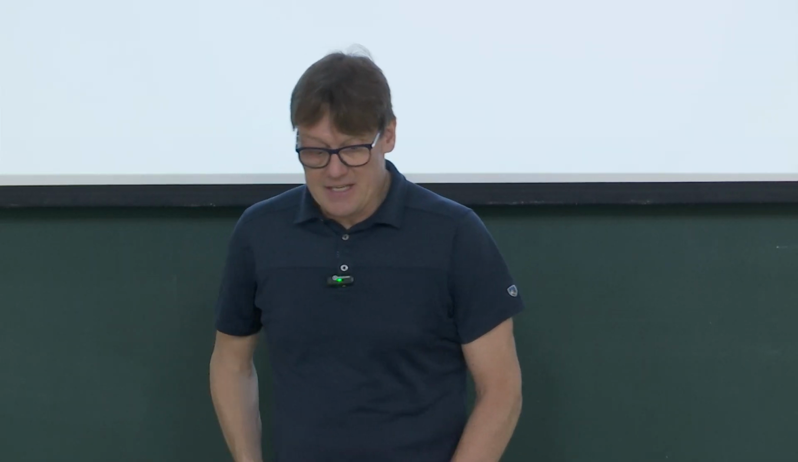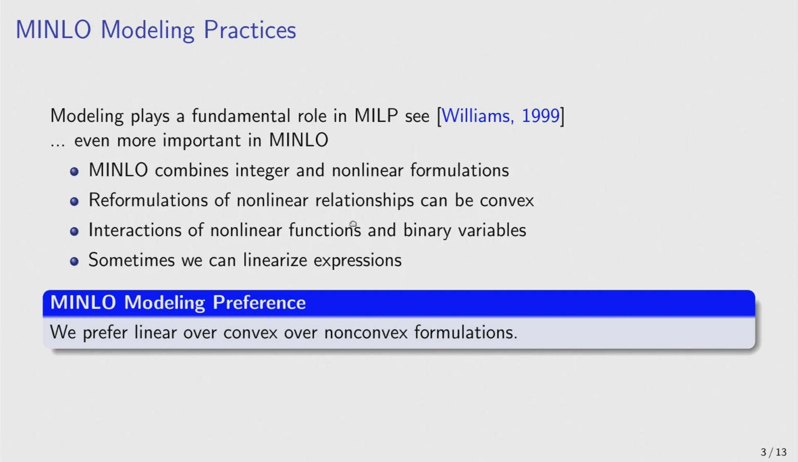The interaction of nonlinear functions with binary variables can also sometimes be tricky, and we want to avoid modeling mistakes there. And this is a general statement that we always prefer linear over convex over non-convex formulations. And the great divide between being able to solve problems at scale efficiently and not is this difference between convex and non-convex. Once we're convex, we have a fairly good handle on solving large problems. Non-convex is much harder.